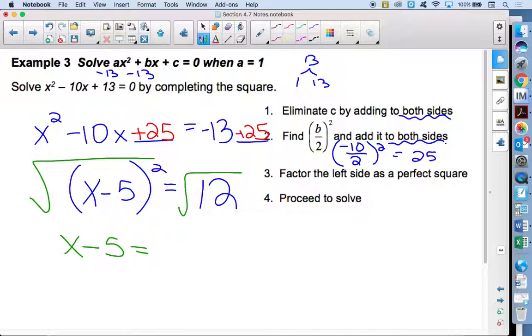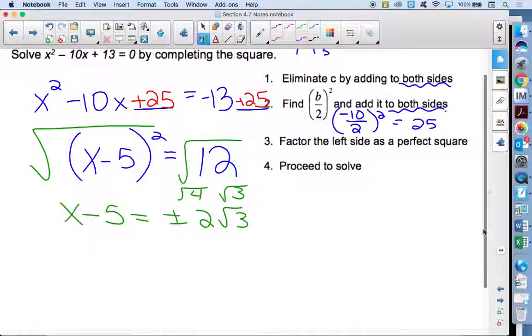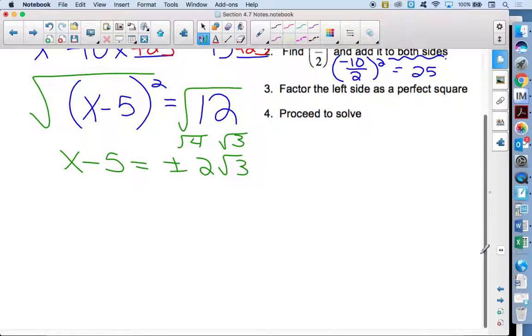Virginia, how does 12 break down? It would break down to 4 and 3, so plus or minus 2 square root. Perfect. So plus or minus 2 square roots of 3. So when you get x by itself, if I take the 5 to the other side, we would add 5, have the plus or minus, and then 2 square roots of 3. Questions?